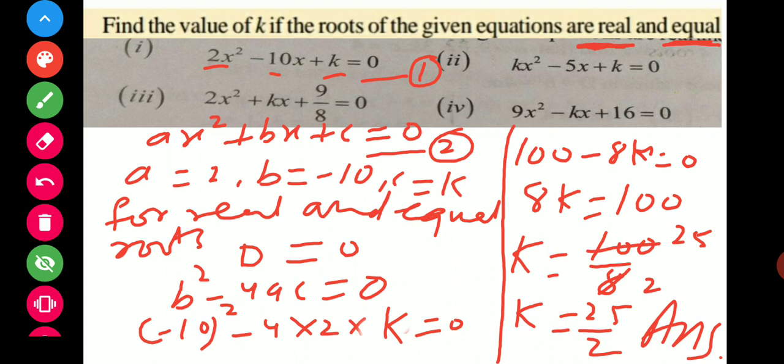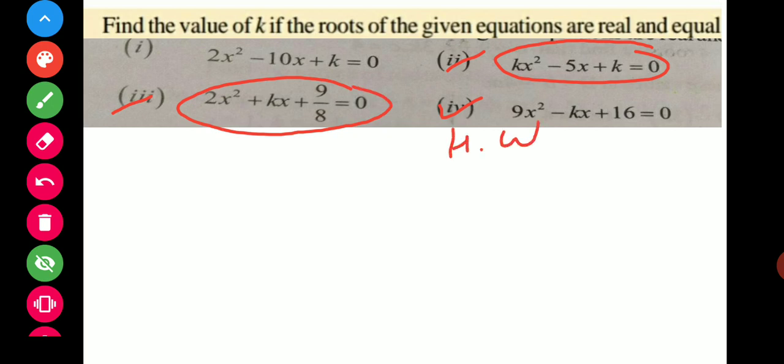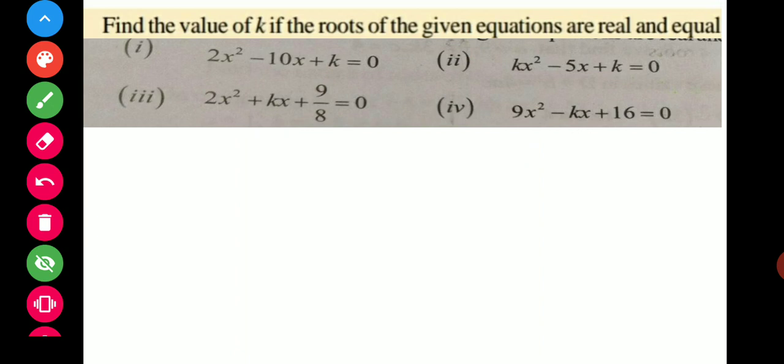Now you can proceed to this fourth question. Second and third are our homework. This question and this question are for your homework, so you can do them at home. I will tell you the fourth part of this question. How can we do this fourth part? This one, it's your equation first.